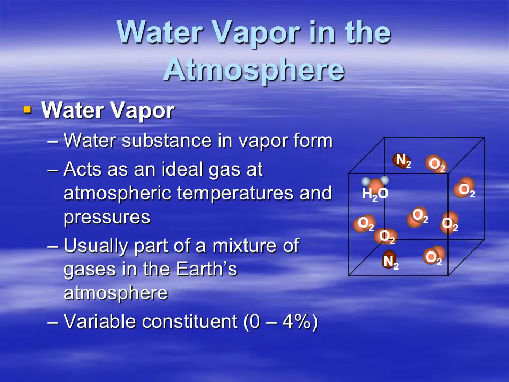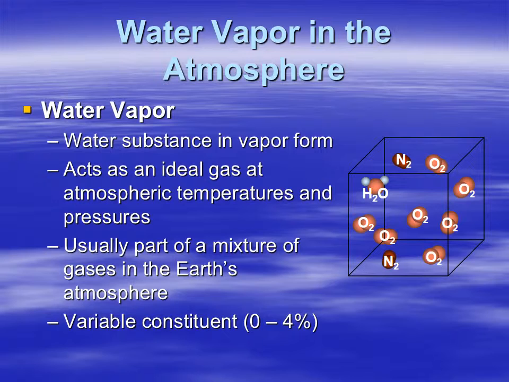And water vapor, of course, is water that's in the gaseous form in our atmosphere, and it can act as an ideal gas at certain temperatures and certain pressures. But as you get closer to saturation, it starts acting weird, and we'll talk a little bit about that shortly. But it is a variable constituent in our atmosphere.